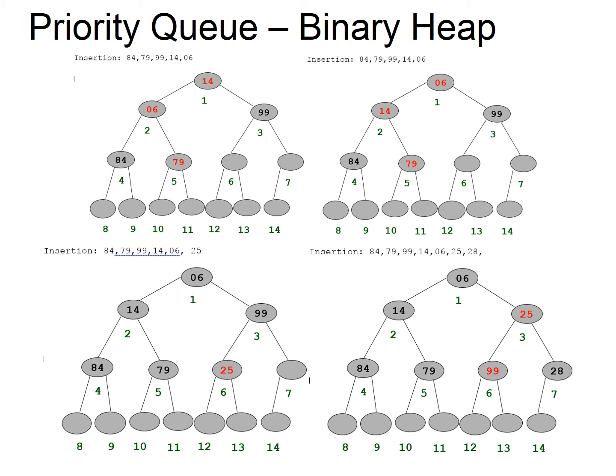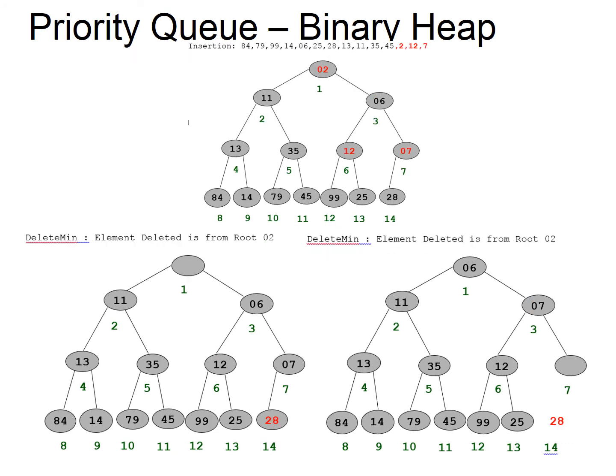So after this insertion, I am trying to insert 28. So the new node will be created as a right child for 3. That is, the 7th node is created. In that I am inserting 28. Now check whether your parent is smaller. Yes, it is smaller, so no swap happens here. Okay, so always check with your parent. If it is greater than the parent, there will be no swap.